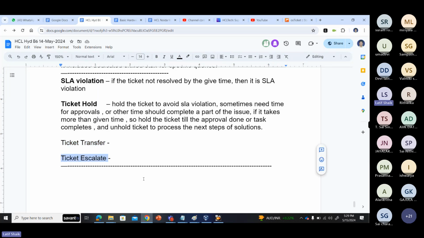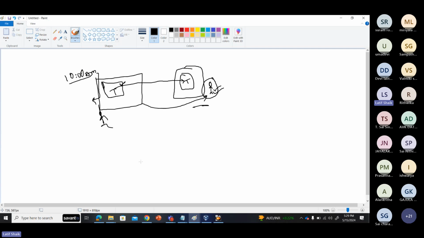The final one is ticket escalation. What is a ticket escalation? I received a ticket, but generally this won't happen. For example, you are an L1 service desk person. You will receive a ticket that requires L1 level knowledge only, not L2 level knowledge. You can resolve it, that's why the ticket is assigned to you. But it is not like that.